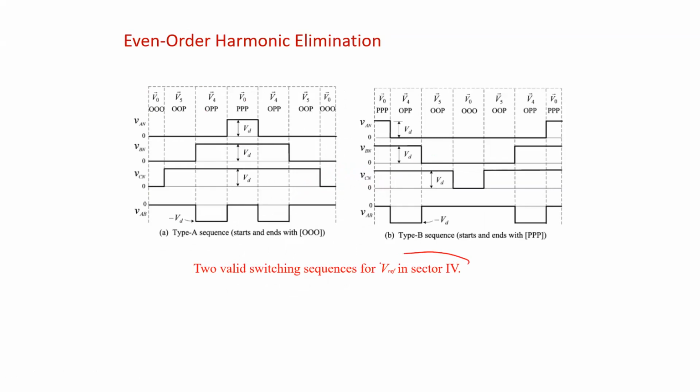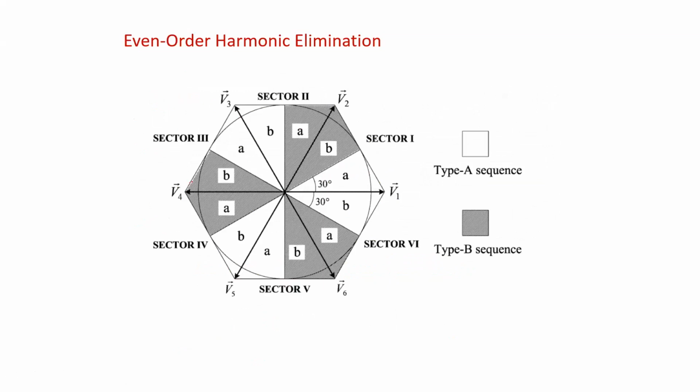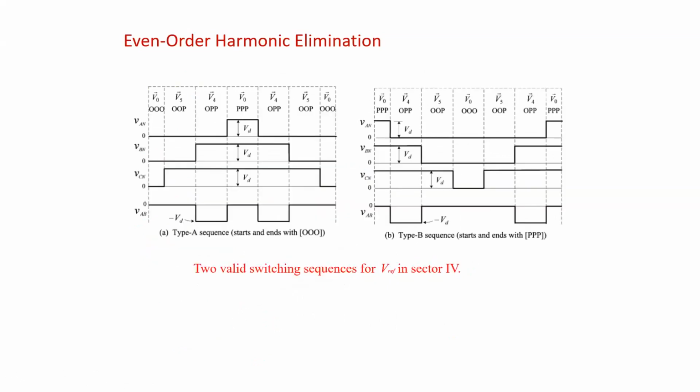So let us assume this is in sector 4. Sector 4 is influenced by the V4 vector and V5 vector along with the V0 vector. So we have V4, V5 along with the V0 vector. Okay, so how exactly is it placed?